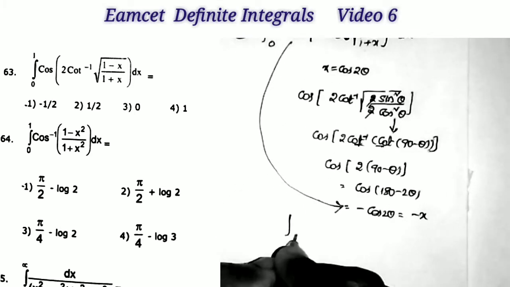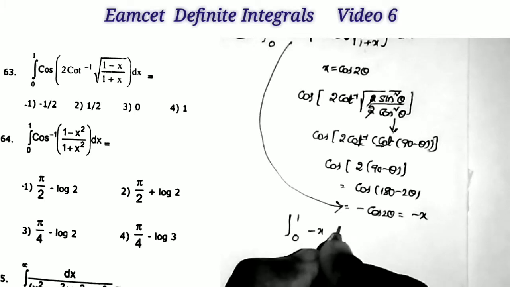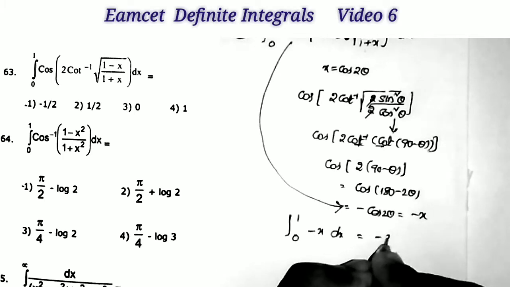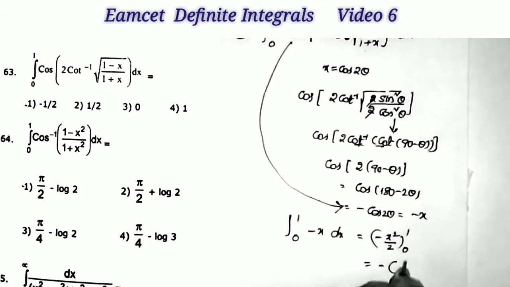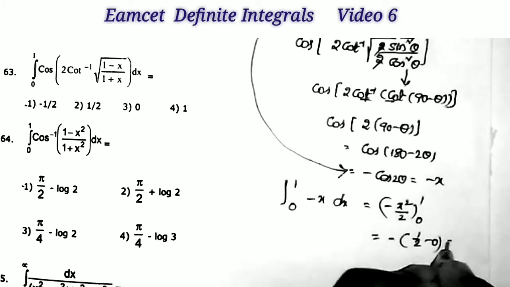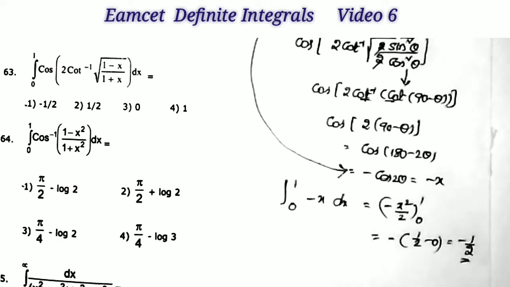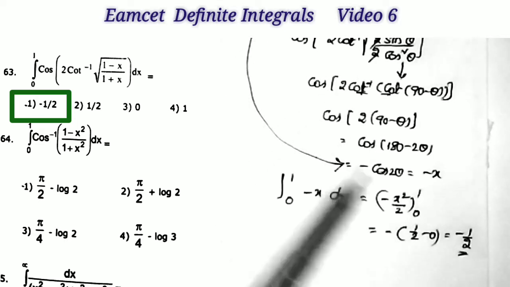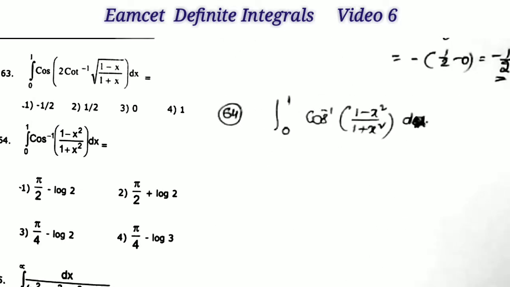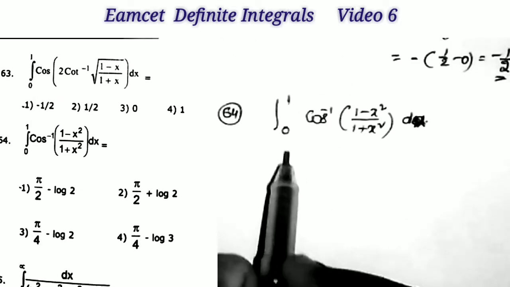Therefore, the question is equal to integral 0 to 1 minus x dx, that is minus x square by 2, where the limits are 0 to 1. That is minus of 1 by 2 minus 0. Therefore, the answer is equal to minus 1 by 2, and that is the first option. Just simply doing the simplification of the given question and doing the integration. That's all. Next question, sum number 64.